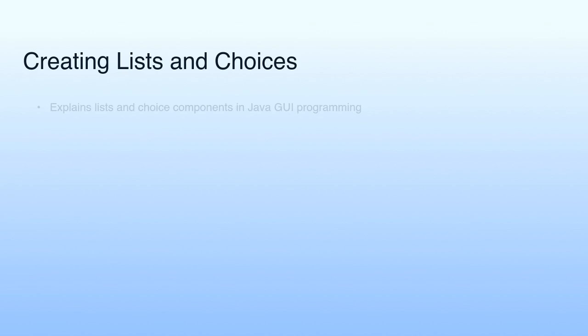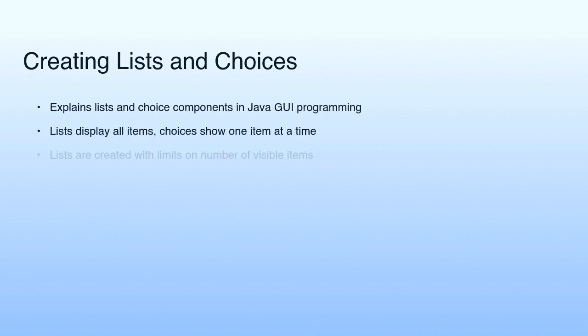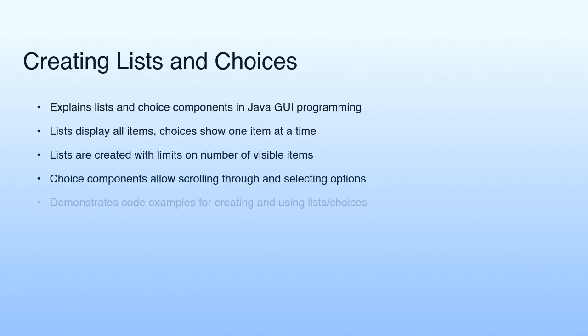The demo explains lists and choice components in Java GUI programming. Lists display all items, while choices show one item at a time. Lists are created with limits on the number of visible items, and choice components allow scrolling through and selecting options. It demonstrates code examples for creating and using lists and choices.